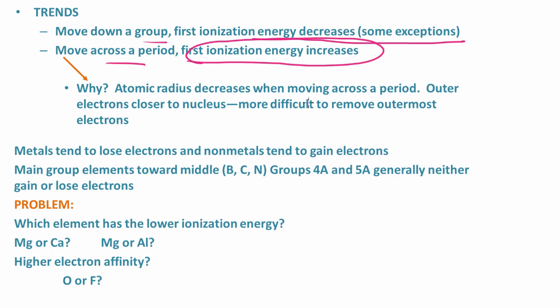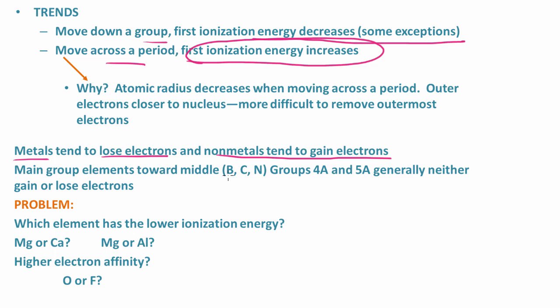Well, what does that mean then? That means that those electrons, those outer electrons, are closer to the nucleus. The closer they are to the nucleus, the more difficult it is to remove those electrons. Metals tend to lose electrons and non-metals tend to gain electrons.